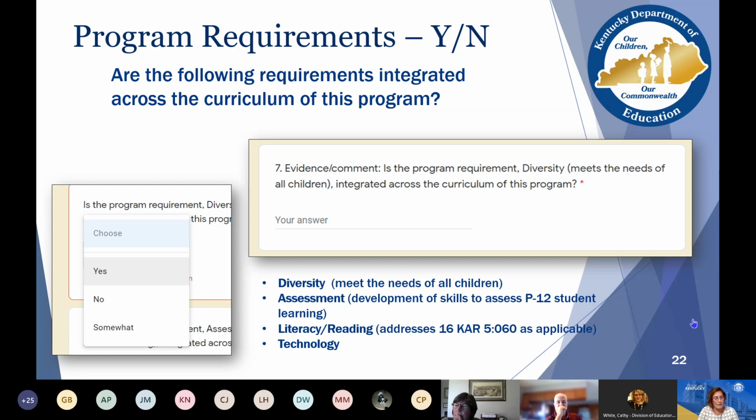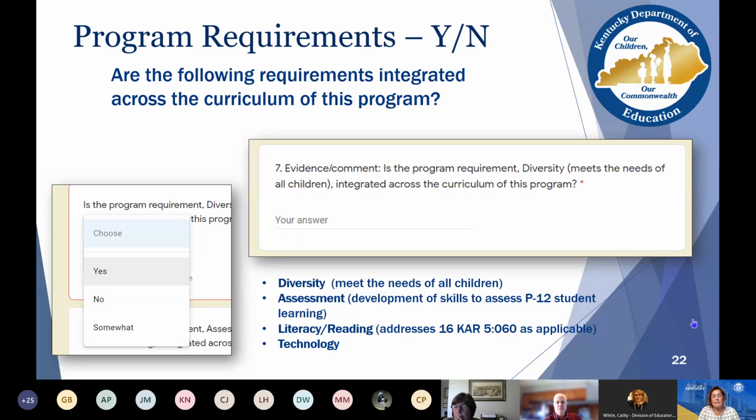For instance, the first one talks about diversity. As you review that, how is diversity addressed? Do you see specific knowledge and skills addressing diversity and different ways in which the candidate can meet the needs of all students? How was that planned within the program? How was it addressed? What opportunities did the candidates have? If you feel like maybe there wasn't any, and maybe they read an article, but they didn't really get the experience, then you may want to give it a somewhat and give us a comment about why that was a somewhat.